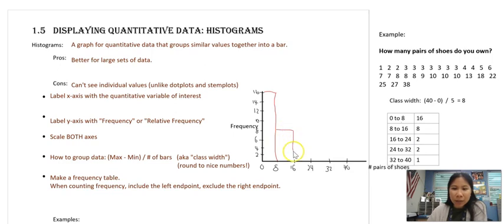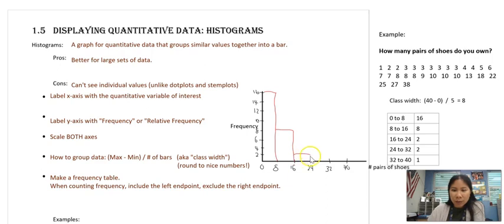So notice with this histogram, because this is a histogram and not a bar chart, all of these bars will touch because all of the numbers are right next to each other. We're not doing types of groups or categories. So that's why in a histogram, all the bars have to touch.